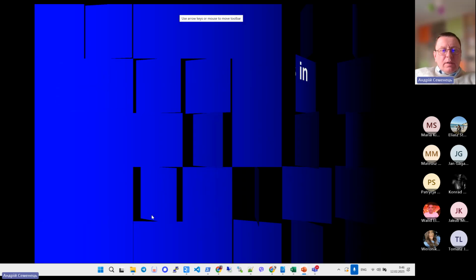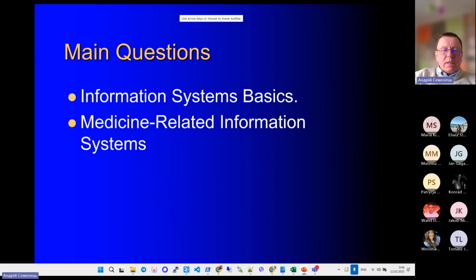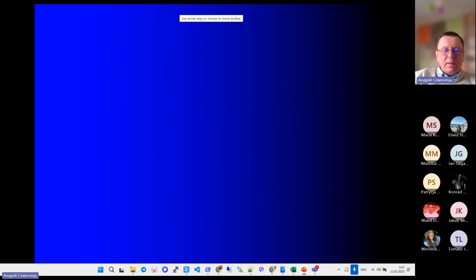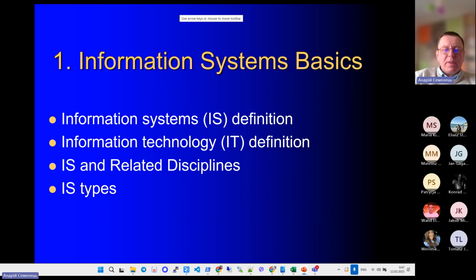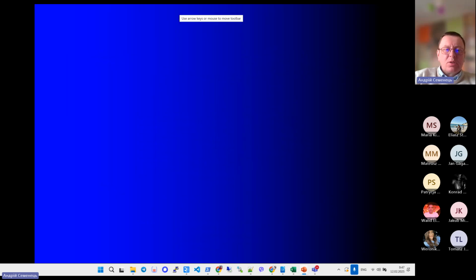Okay. First of all, a quick overview: what is an information system in general, the approach to classification, types and so on, and then medical informatics related systems. Today the topic is very broad, and today we will cover only part of it. Next time we will move into some specific systems. So first of all, the definition, the relationship between information system, information technology, related disciplines, types, classification, and so on.